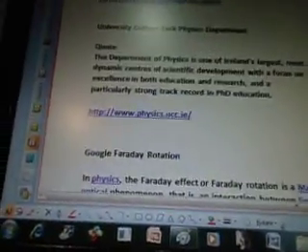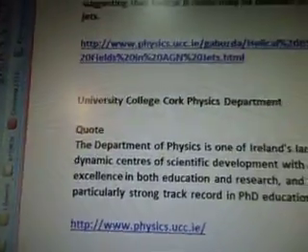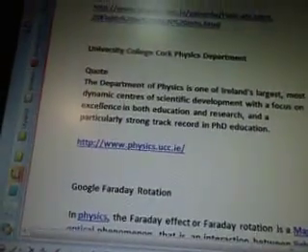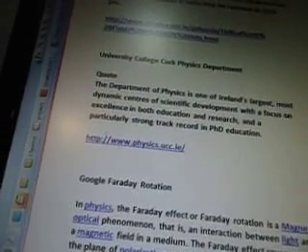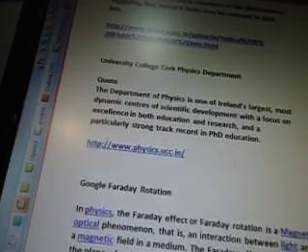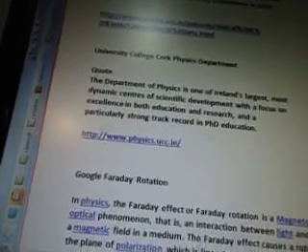As posted at www.physics.ucc.ie. And it's called University College Cork Physics Department. And so I looked them up to see what they do. The Department of Physics is one of Ireland's largest, so they're from Ireland. Most dynamic centers of scientific development with a focus on excellence in both education and research, and a particularly strong track record in PhD education. And there's their website address.